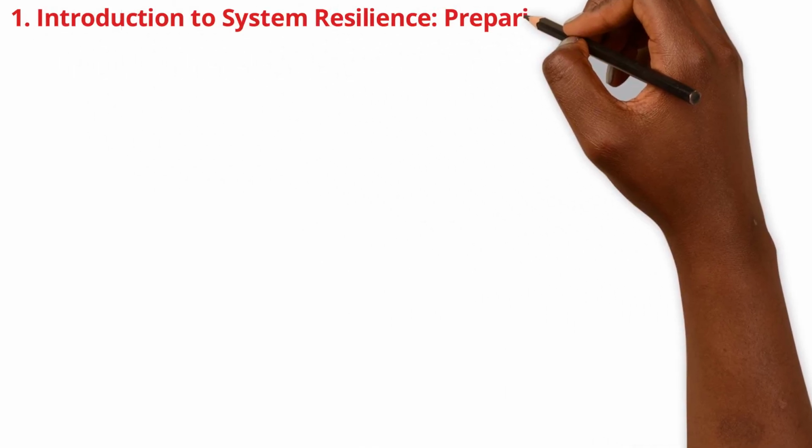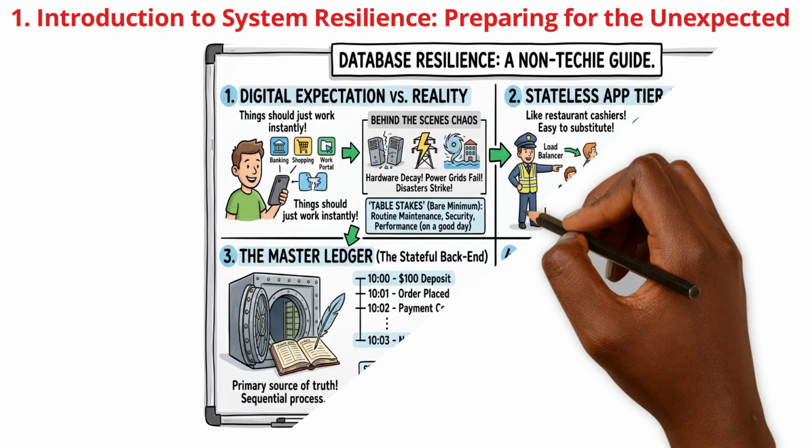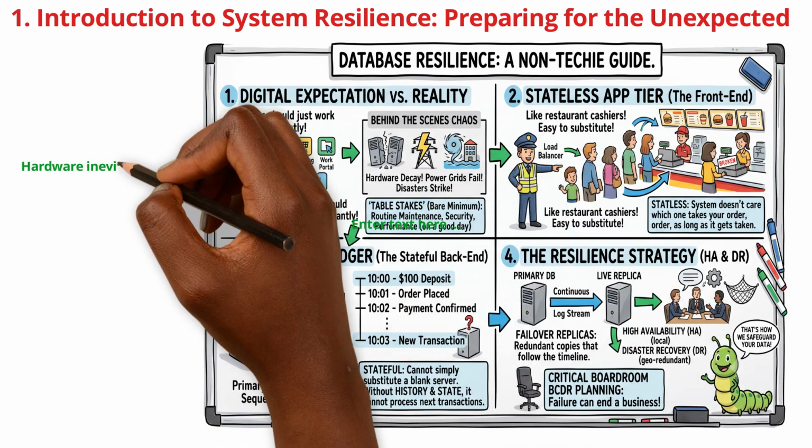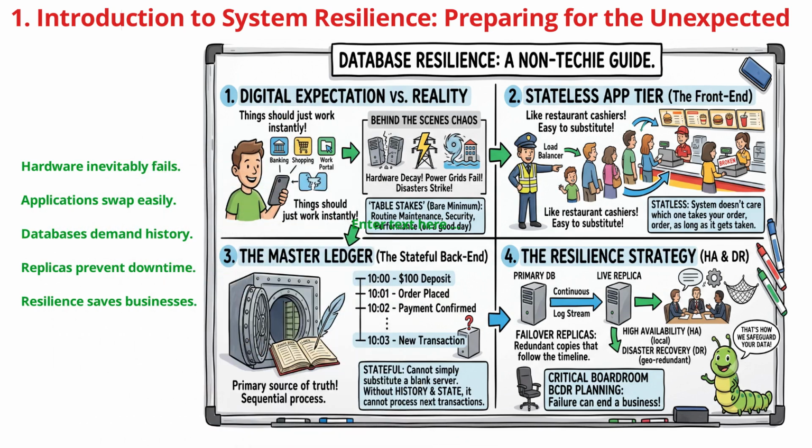We expect our digital world to work instantly, but behind the scenes, hardware decays and natural disasters strike without warning. Protecting your applications is relatively simple, much like swapping out cashiers at a busy restaurant. Your database, however, is the master ledger. It holds the strict timeline of your data, meaning you can't just plug in a blank server. That is exactly why we use continuous failover replicas for both local high availability and global disaster recovery, keeping your business running seamlessly, no matter what the universe throws at it.